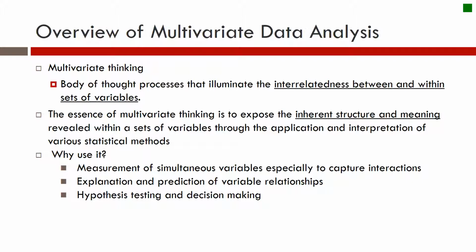We can also use multivariate analysis and approaches to help explain and predict how we think variables will go together. And then finally, we use it in decision making. So if we have a decision to make and we want to know the likelihood of some event happening, we might be able to predict that. So maybe do some forecasting or some prediction or something along those lines.